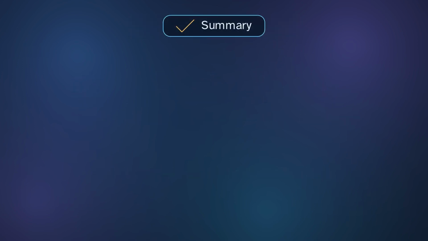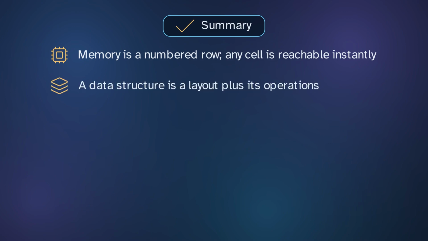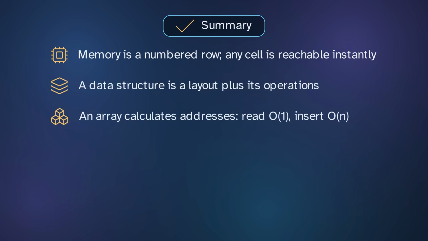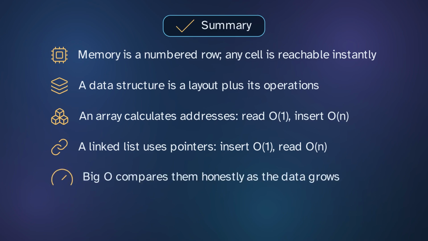Let us summarize what you now know. Memory is a numbered row of cells, and any cell can be reached instantly. A data structure is a layout plus the operations allowed on it. An array stores items next to each other, so it can calculate any address. That makes reading constant time and inserting linear time. A linked list stores nodes anywhere joined by pointers. That makes inserting constant time and reading linear time. And big O notation lets us compare them honestly as the data grows.